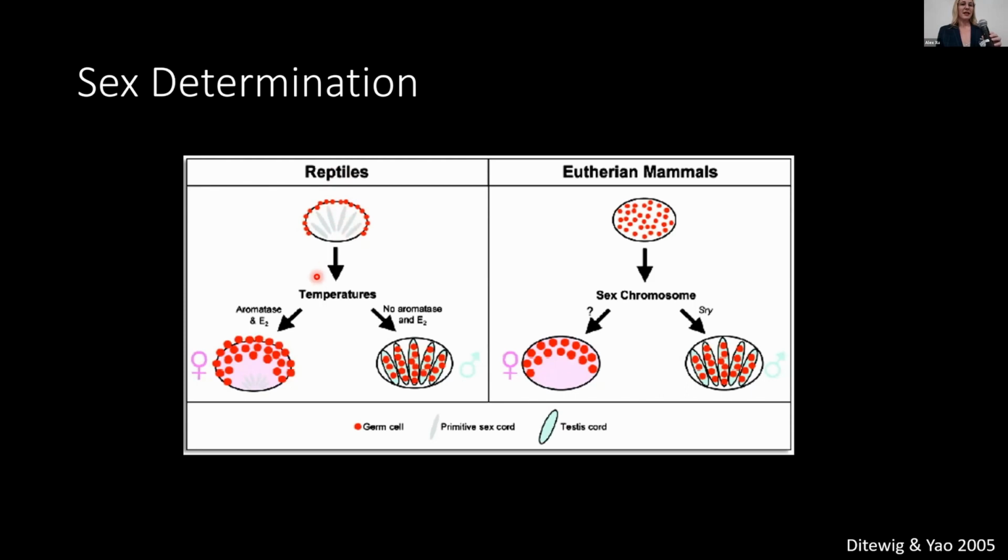So in reptiles, in a temperature-sensitive environment, high estrogen and aromatase will drive formation of the ovary, but low estrogen will drive formation of the testis.